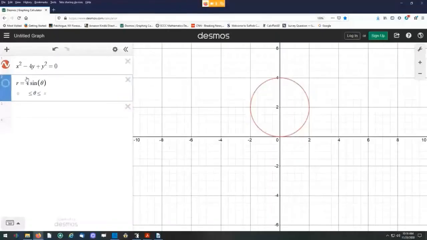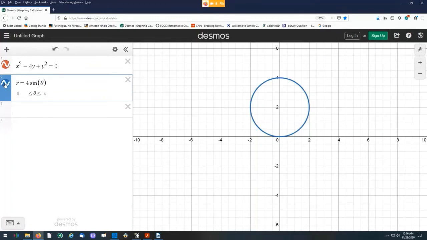So here's my Desmos. Here's my x squared plus y squared minus 4y. There it is, my circle over here, and it's shifted by a radius to this point. Now, here's r equals 4 sine of theta. If I highlight that to draw it, there it goes. It's the same exact graph.